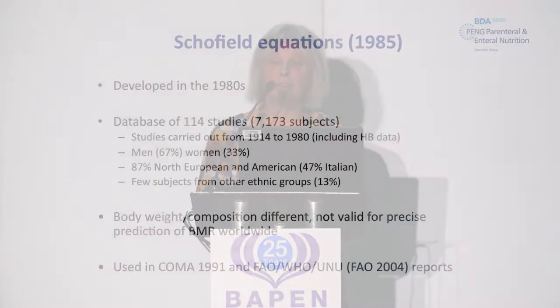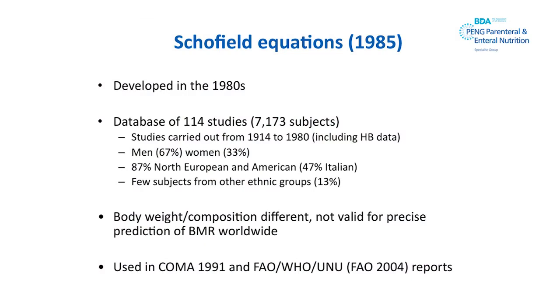When the first handbook came out, we were using the Schofield equations, developed in the 1980s as a result of the criticism of the Harris-Benedict equations. They were a database of 114 studies with over 7,000 subjects. They did include the Harris-Benedict data, but there were a greater proportion of men, 67% versus 33%. It was very heavily influenced by data from Northern Europe and American populations, and particularly Italian populations.